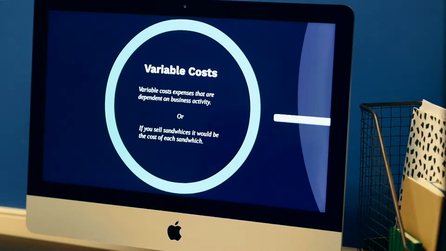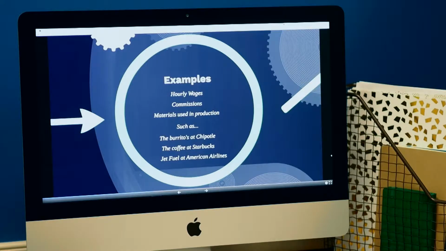Variable costs are expenses that are dependent on business activity. Or again, to put this another way, imagine that you sell sandwiches. This would be the cost of each sandwich. So that's your bread, your ham, your lettuce, your tomato. Every time you sell an additional sandwich, it's going to increase your costs as a business owner. Some other examples of this would include hourly wages, commissions, and materials used in production. That's probably the most common form of variable cost for business owners.